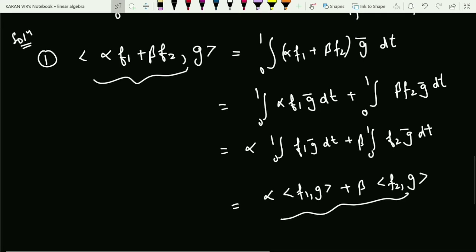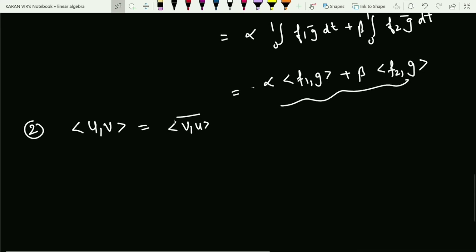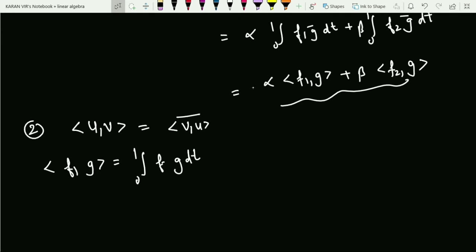Now moving on to the second property. So what was my second property? That is, the inner product of u with v is equal to the conjugate of the inner product of v with u. So that was the property. So let us compute the value here. We know that the inner product of f comma g is nothing but 0 to 1 f into g conjugate dt, right?